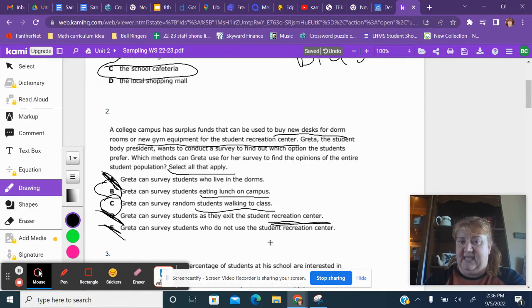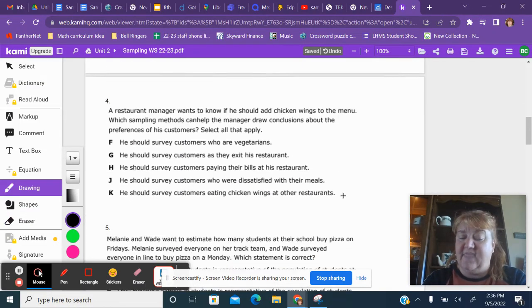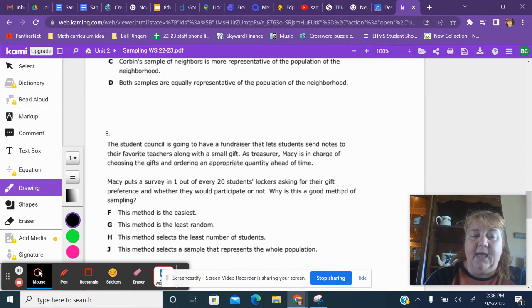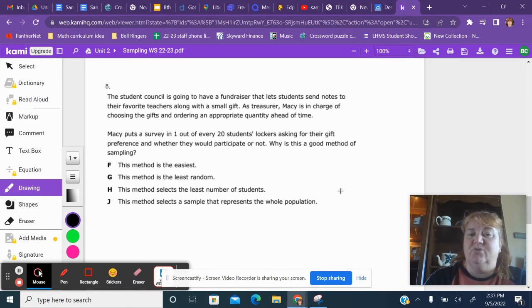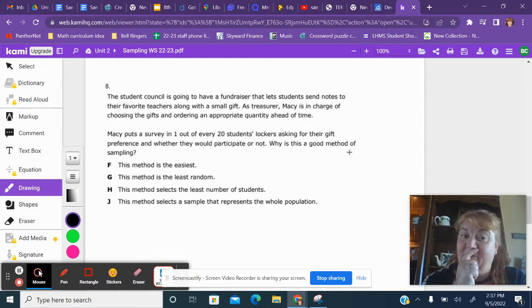Let's go on down towards the end because, again, this is an option that you could pick. How about this one? The student council is going to have a fundraiser that lets students send notes to their favorite teacher. That would be me. Along with a small gift. As treasurer, Macy is in charge of choosing the gifts and ordering the appropriate quantity needed ahead of time. Macy puts a survey in one out of every 20 students' lockers asking for their gift preference and whether they would participate or not. Why is this a good method of sampling?